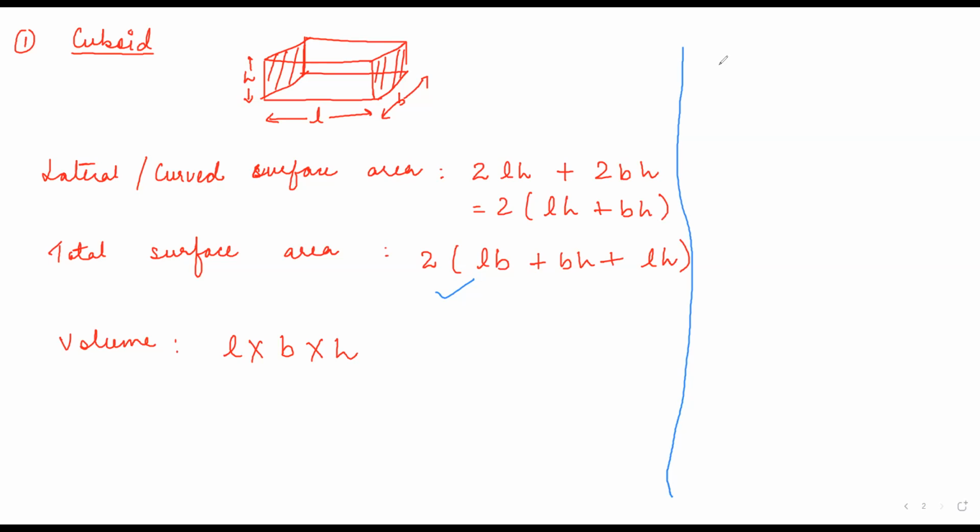Okay, next figure is cube. Now, how does a cube look like? A cube means the front face is a square, right? Every face is a square, right? Yeah. So basically every length is L. This is also L, this is also L, and this is also L, right? So everything will become L now.